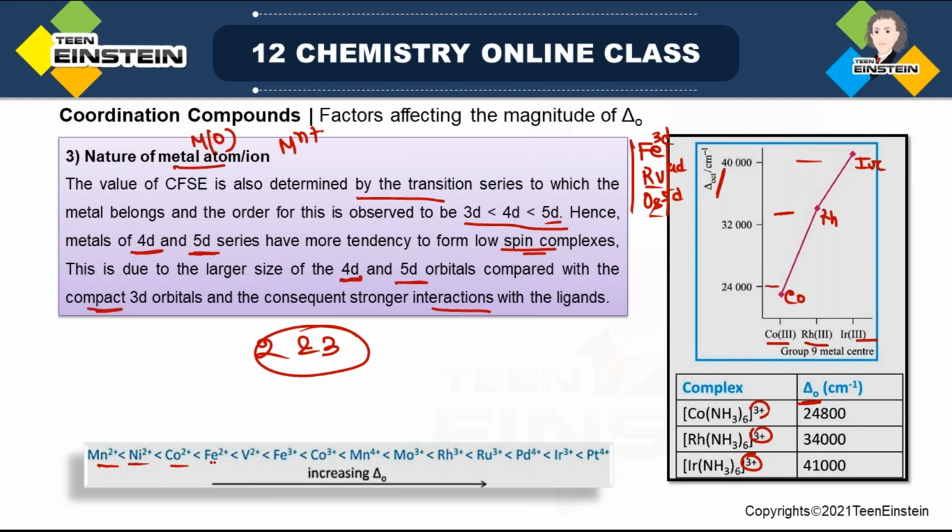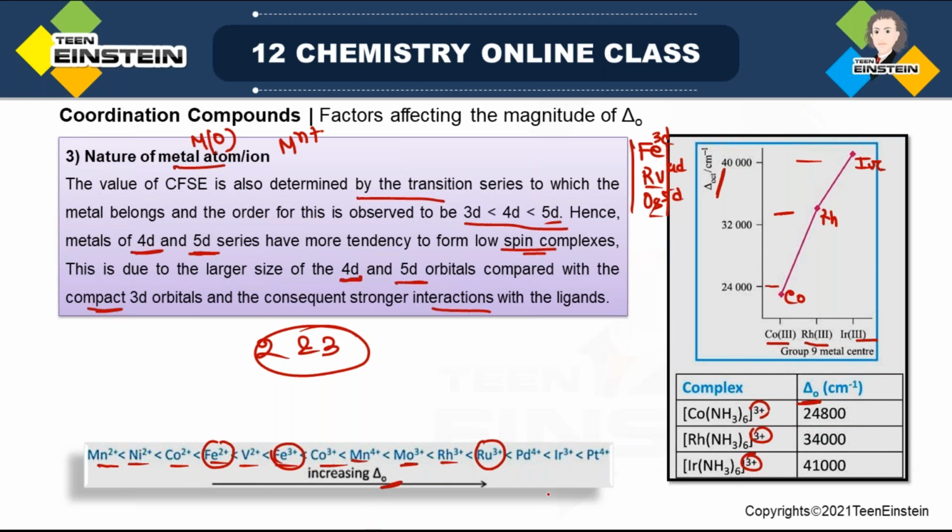Some metals we have from 3d, then we have molybdenum, some we have from 5d and 4d. Now see, if you look at Fe3+ and ruthenium 3+. Now Fe and ruthenium, they are from the same group. So see how different it is. Ruthenium 3+ is far from Fe2+, and this is increasing delta o.